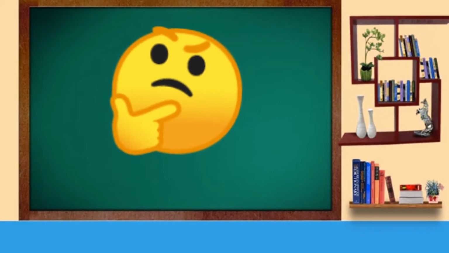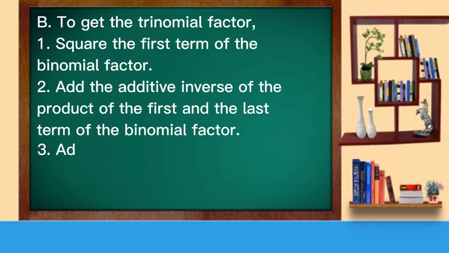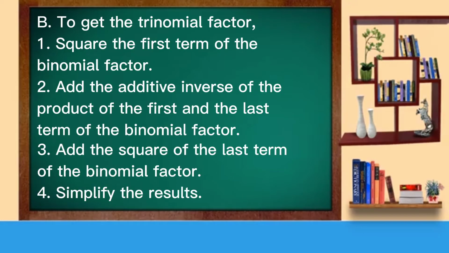How about the trinomial factor? To get the trinomial factor, first, square the first term of the binomial factor. Second, add the additive inverse of the product of the first and the last term of the binomial factor. Third, add the square of the last term of the binomial factor. And fourth, simplify the results.